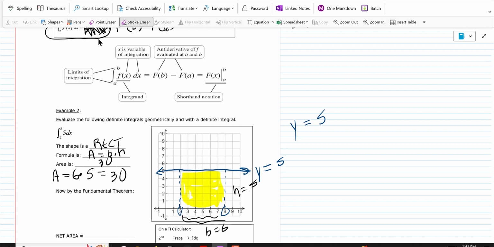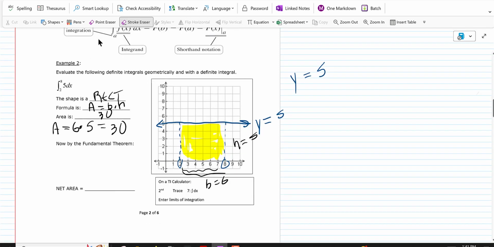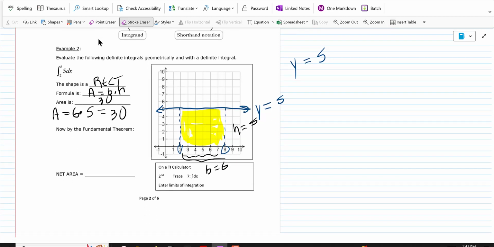Now I'm going to teach you how to do the fundamental theorem of calculus and show you that it gives the same answer. So here's what you want to do. First, write down the integral, 2 to 8, 5 dx. What is the antiderivative of 5? 5x, right? So you write down the 5x. Generally, you put a bar and then 2 to 8. That's shorthand notation.